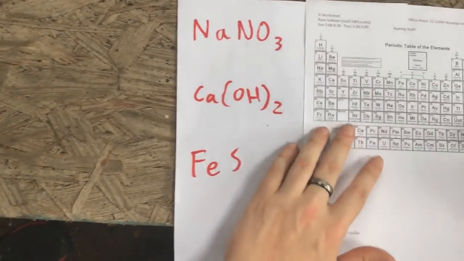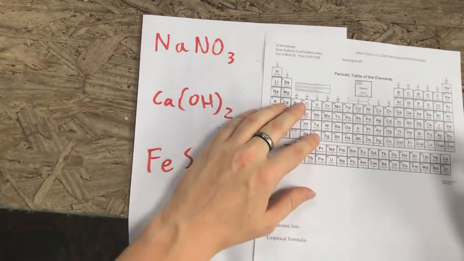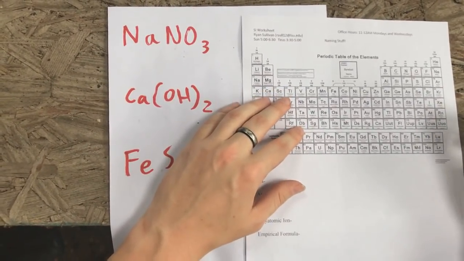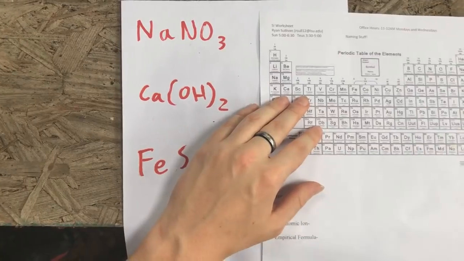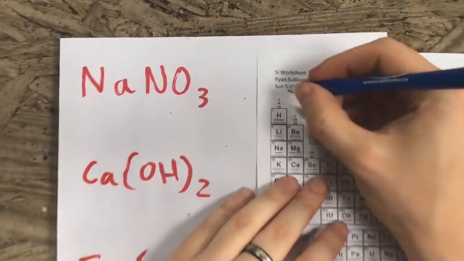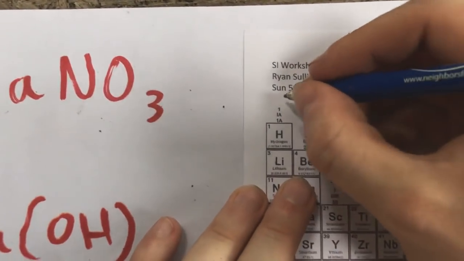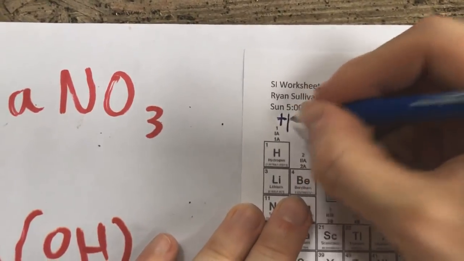Hopefully, if you were at the first session, you remember that I talked about how each of these columns has a charge associated with it. So the first column, you would want to know, has a +1 charge.